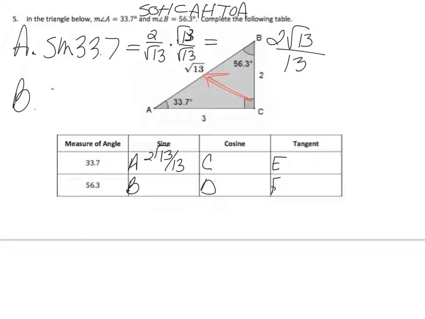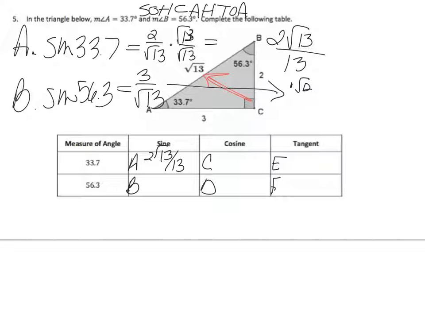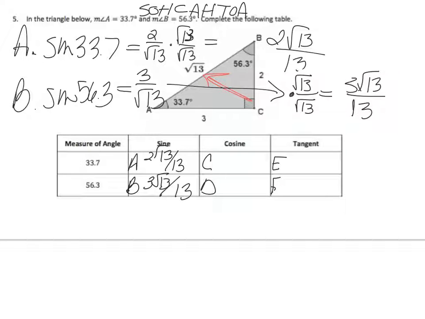B, sine of 56.3. Sine is opposite over hypotenuse. So 3 over the square root of 13. I need to multiply by the square root of 13. That equals 3 square roots of 13 on the top over the square root of 169, which is 13 on the bottom. So we have 3 square roots of 13 over 13.